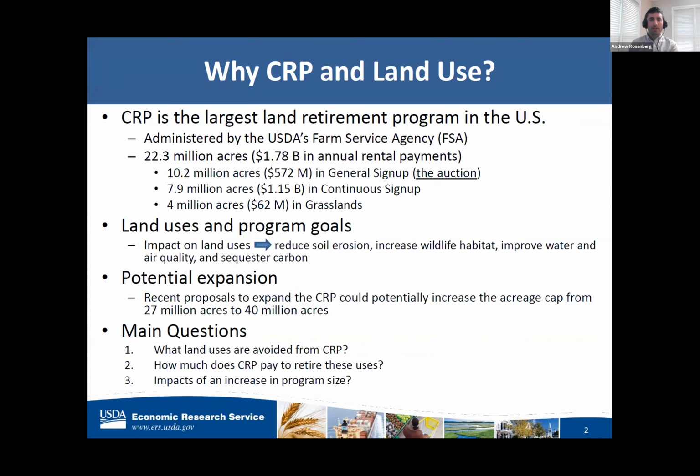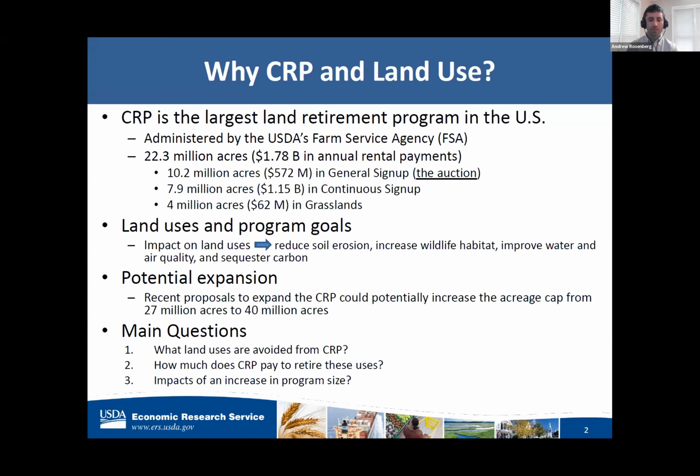CRP is the largest land retirement program in the US. It's administered by USDA's Farm Service Agency. And it's made up of three main components. So probably the best well-known is the general sign-up of CRP, which is an auction and is the focus of this particular study. But also it's worth discussing the other two main parts of CRP.